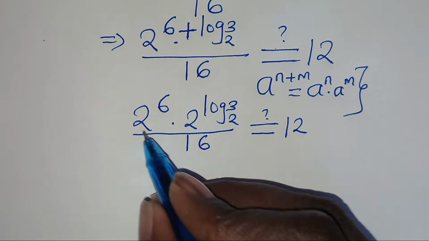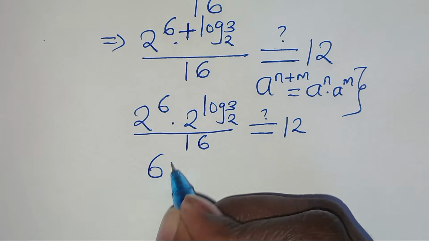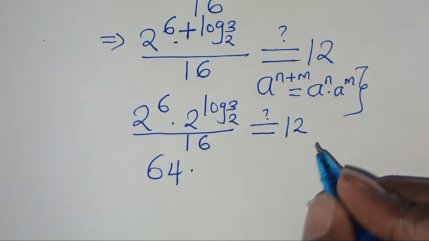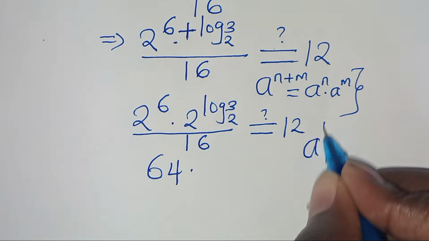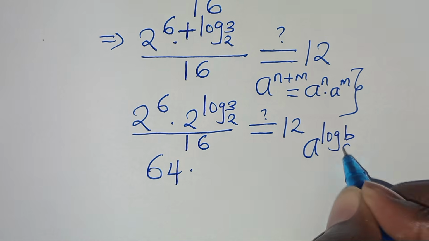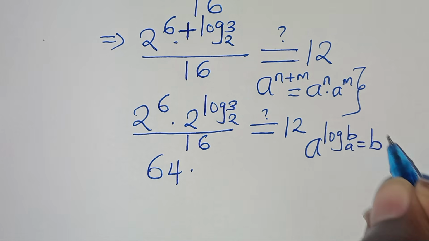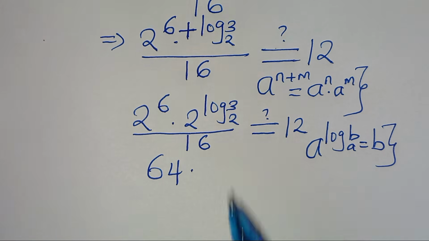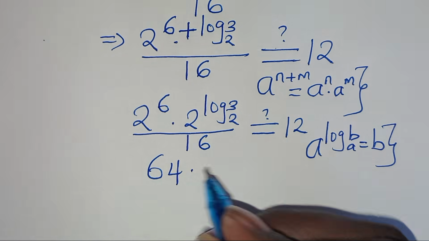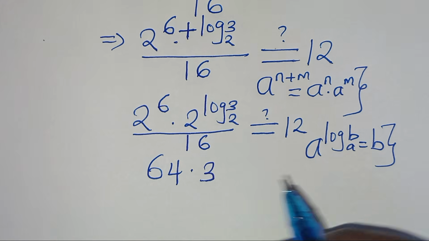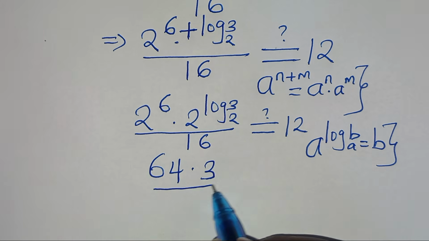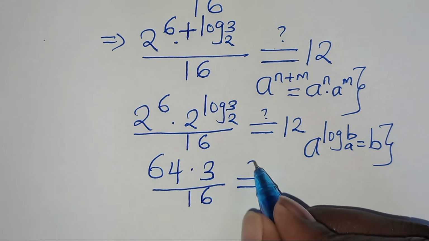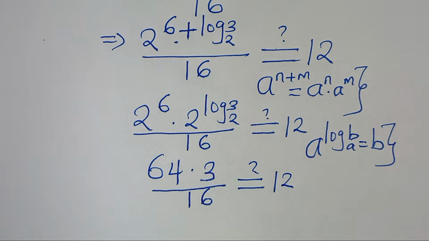So we have that 2 to the power of 6 is equal to 64, multiplied by 2 to the power of log 3 to base 2. Remember, this is in the form of a raised to the power of log b to base a, and this should give us a value of b. So applying this logarithm property, 2 to the power of log 3 to base 2 is the same thing as 3, so we have 64 times 3 divided by 16. This should give us a value of 12.